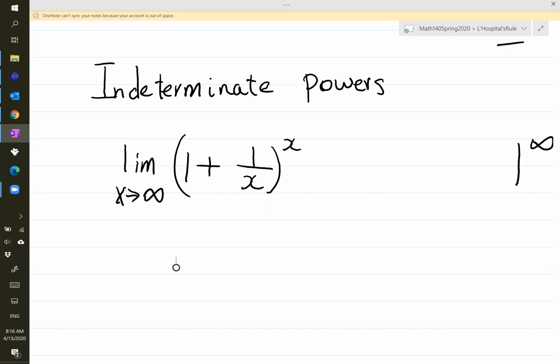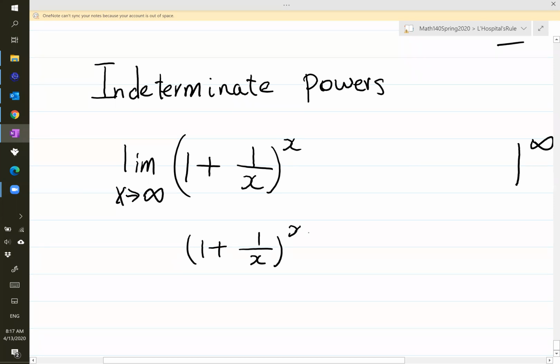So in this case, for indeterminate power, the key idea is when the base and the power are both changing, then we take a logarithm. We take a log to both sides, and then apply the property of a log so that we can factor the exponent, so that we get x multiplied by log of 1 plus 1 over x.